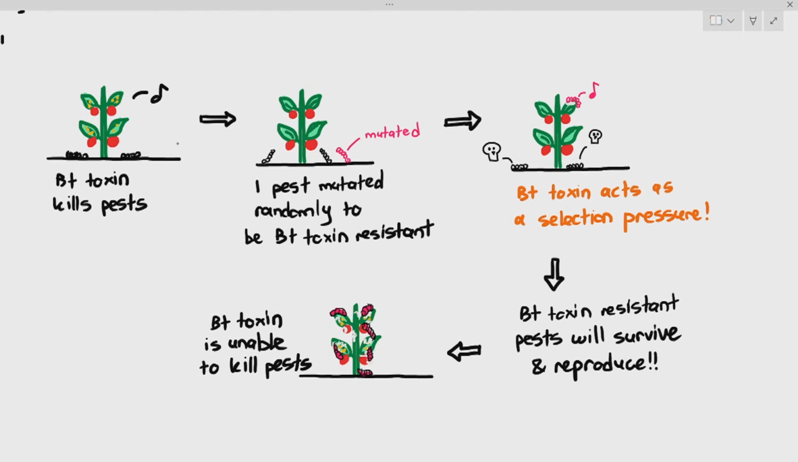Same thing. Remember when we talked about the herbicide? Overusing the herbicides will produce herbicide resistant weeds eventually. Overproduction of Bt toxin in the plants will eventually lead to Bt toxin resistant pests. So it's no longer effective to kill the pests.